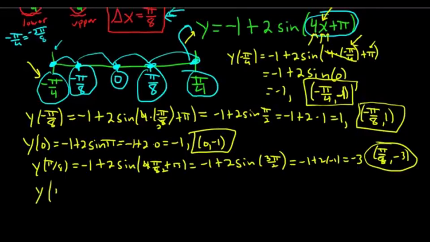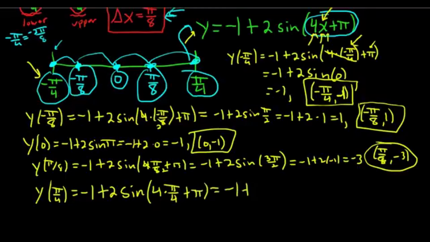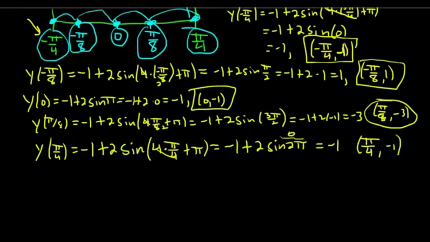Y of pi over 4. This is negative 1 plus 2 sine of 4 times pi over 4 plus pi. These cancel, so you just get 2 pi. And again, sine is the y-coordinate on the unit circle, so at 2 pi you just get 0. So this whole thing is 0, so you just get negative 1. So our final ordered pair is pi over 4, negative 1. Okay, so now we're going to put everything together and graph this.